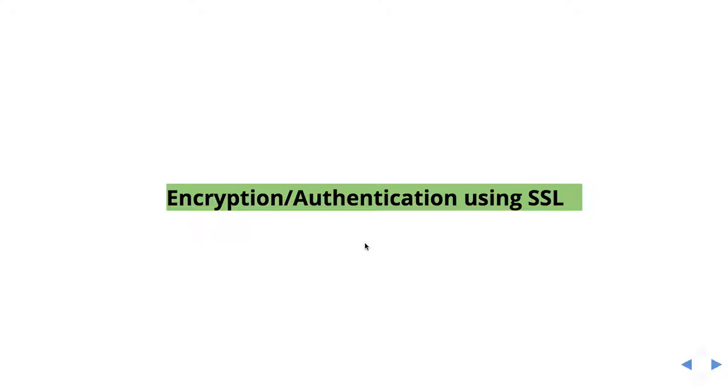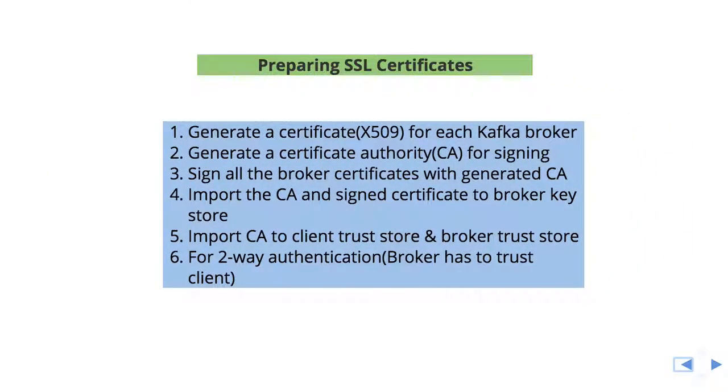Before that, I want to give you some theory about how it will work and what steps we need to do. First of all, we have to prepare the SSL certificates. This is the background process, the pre-work. Before we install Kafka and work with SSL, we have to be ready with the certificates and all those details. We have to follow mainly the first 5 steps. The sixth step is optional. I'll give you an idea of what exactly the sixth step is doing.